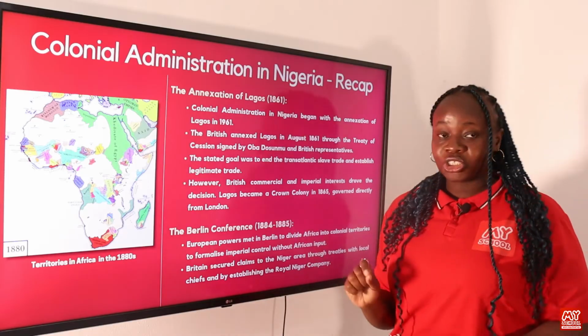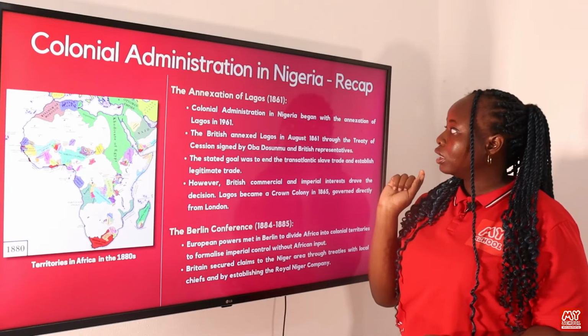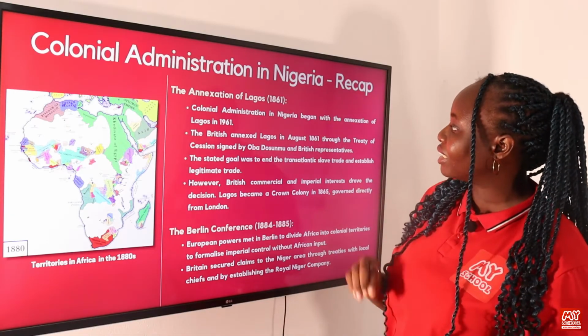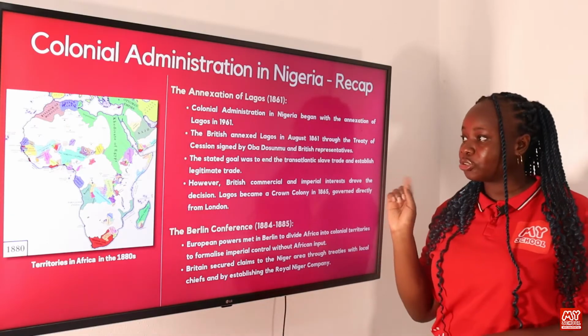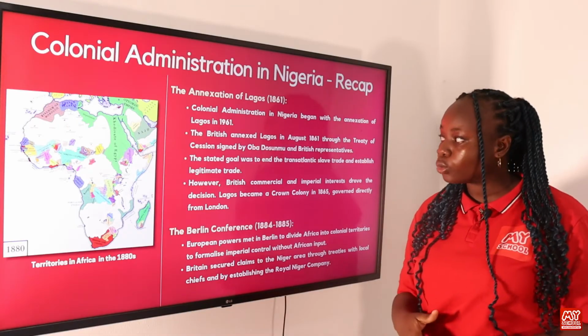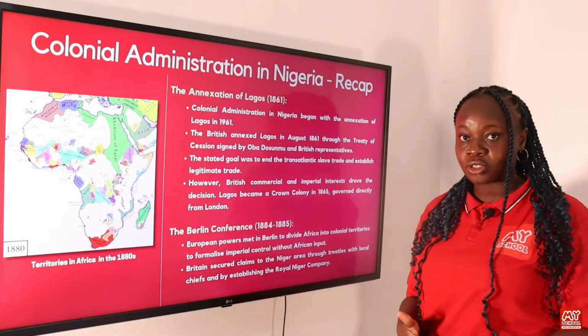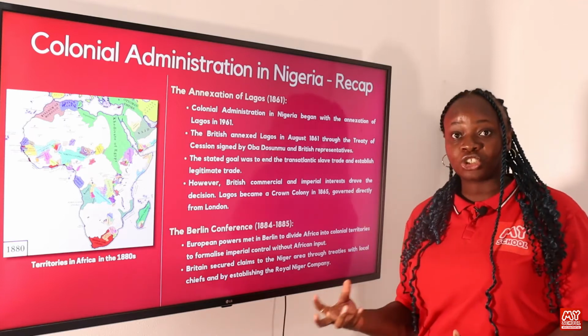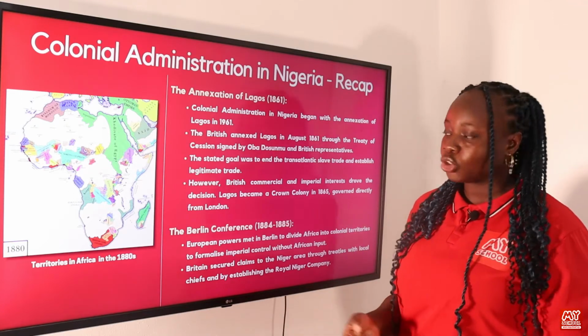But colonial administration actually began with the annexation of Lagos in 1861. So the British annexed Lagos in August 1861 through the Treaty of Cession, signed by Obadosumo and British representatives. So that's when colonial administration began, when Obadosumo signed a Treaty of Cession with the British authorities.